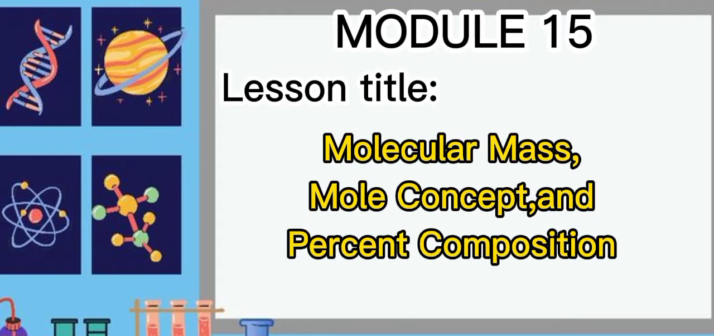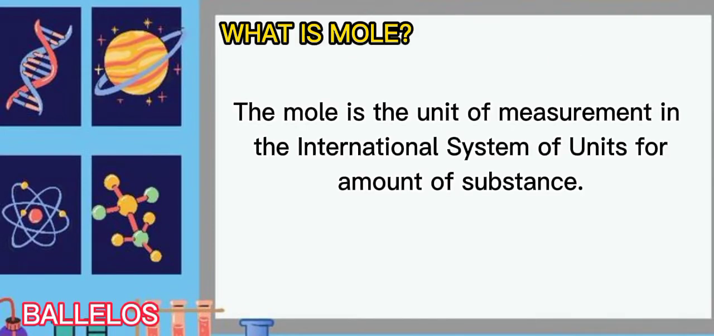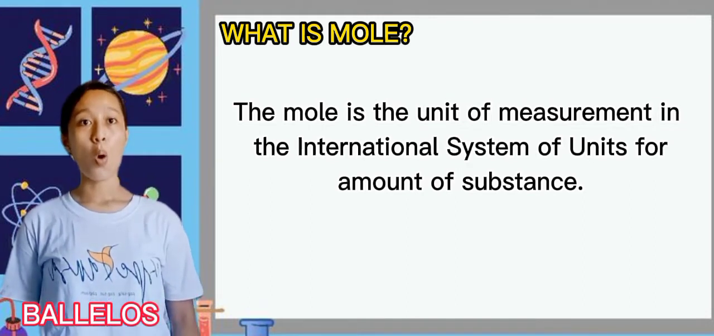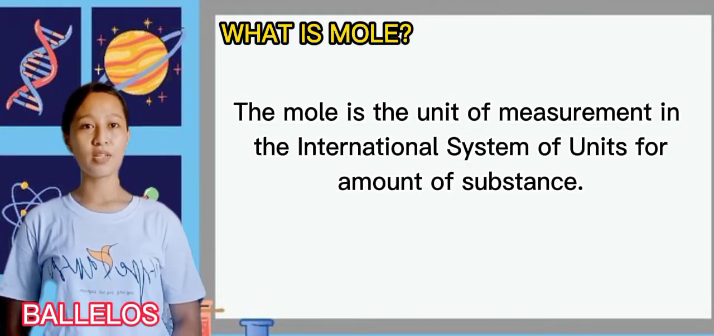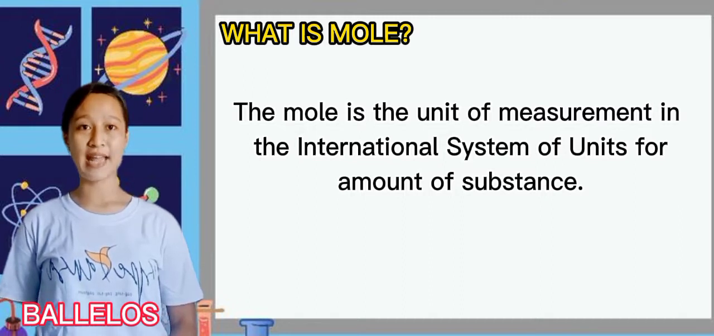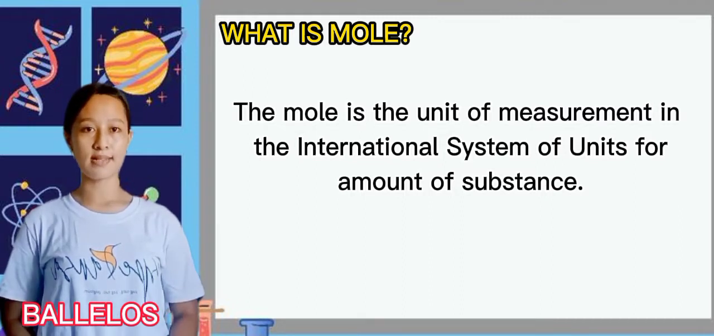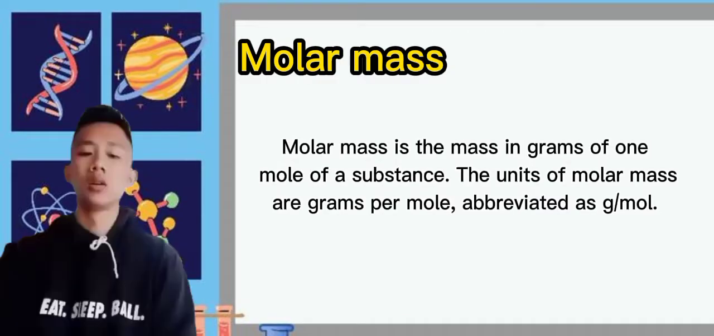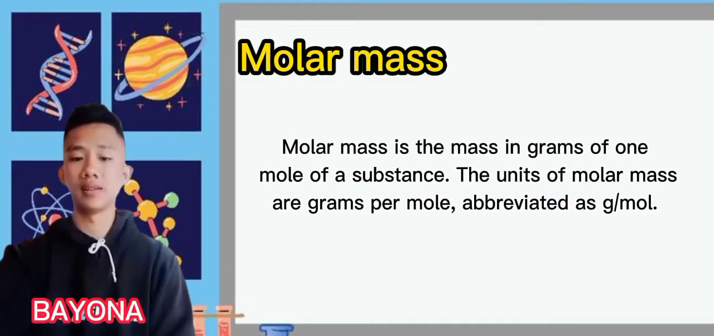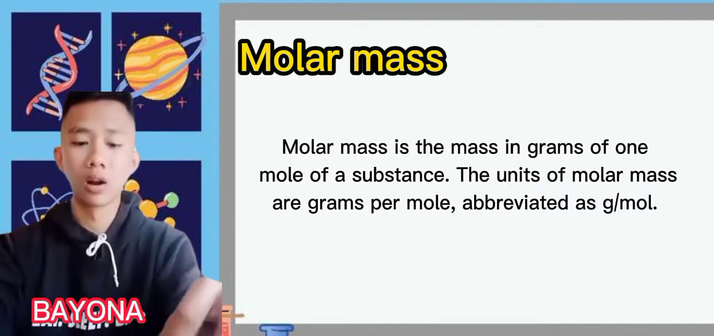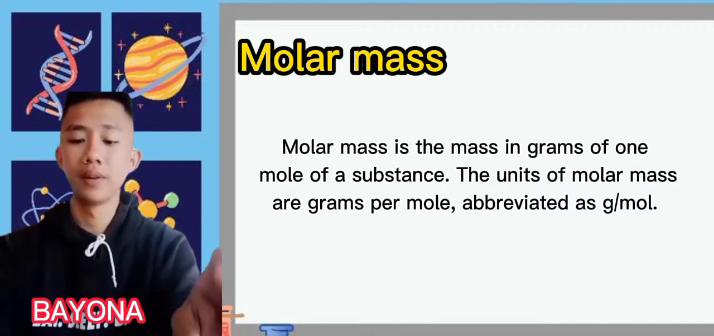First, we will discuss Module 15, the lesson titled Molecular Mass, Mole Concept, and Percent Composition. So, what is a mole? A mole is the unit of measurement in the International System of Units for the amount of a substance. Molar mass is the mass in grams of 1 mole of a substance. The unit of molar mass is grams per mole, abbreviated as g/mol.